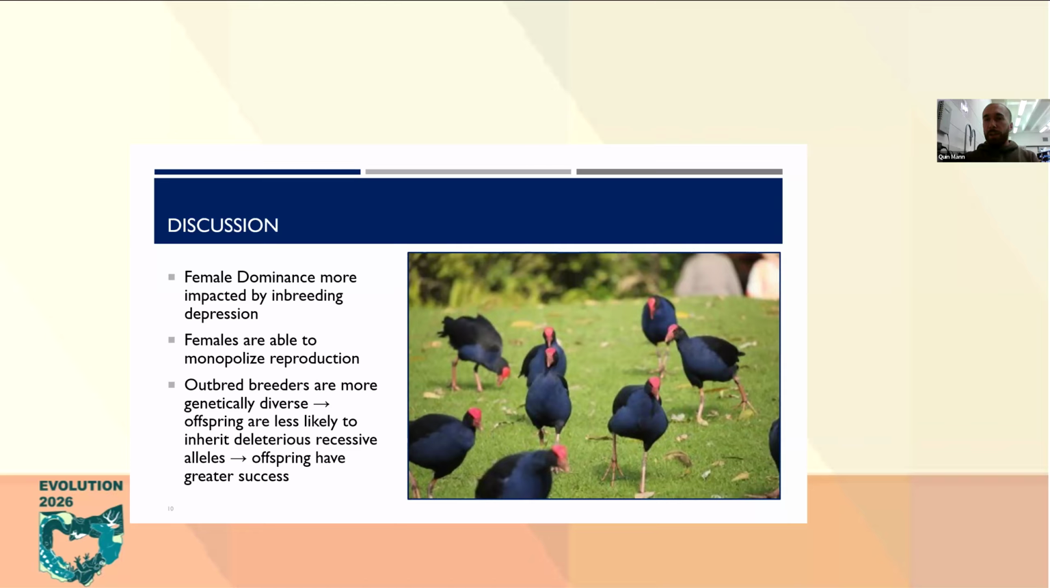Overall, this seems to have some strong implications for this species. As I mentioned, it's been studied for a long time that there's rampant inbreeding. And so if these groups or the subpopulation is able to mitigate the impacts of inbreeding by the outbred birds being more successful, then it could be that the outbred breeders end up being more genetically diverse. Their offspring are less likely to inherit these deleterious recessive alleles. And so their offspring will have greater success and maintain a higher degree of genetic diversity within the subpopulation compared to if they were all fully inbred, inbreeding rampantly with no impacts on their success.